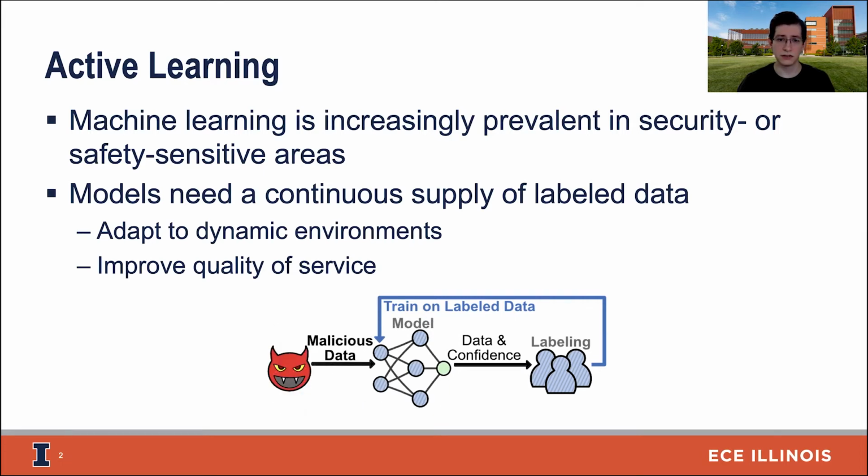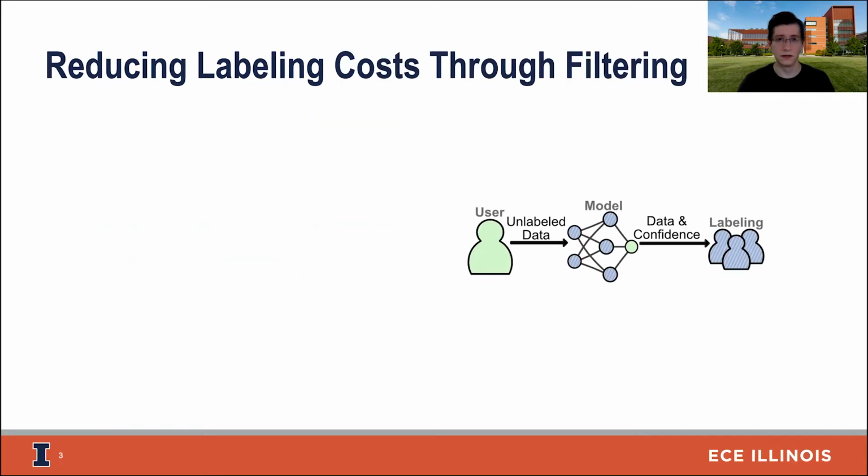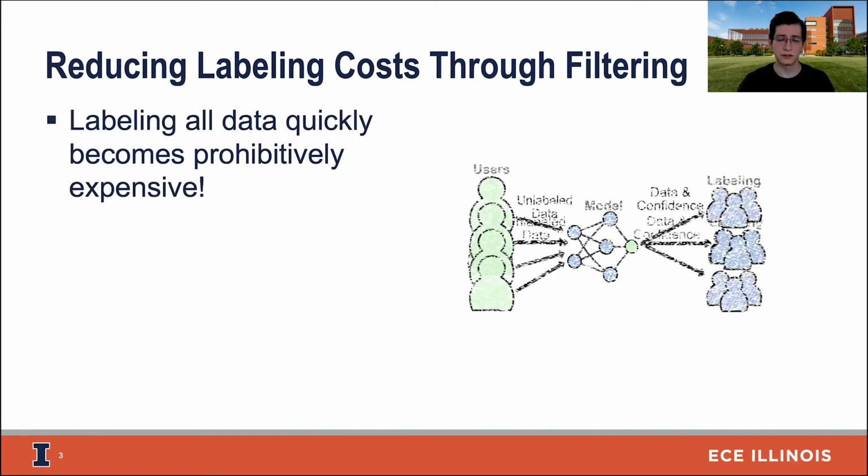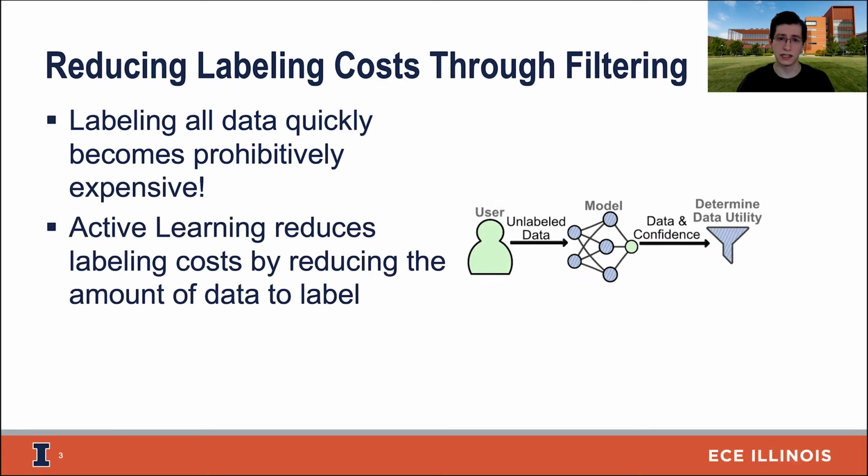But it's not as straightforward as simply submitting malicious data. Ultimately, not all collected data is used for retraining. Let's understand why that is. Manual labeling is expensive, and as the number of users and submitted data increases, labeling all data quickly becomes prohibitively expensive. Active learning attempts to reduce labeling costs by reducing the amount of data to label.